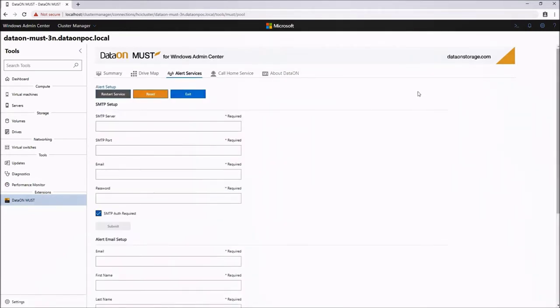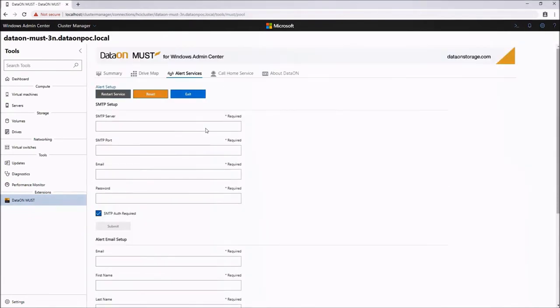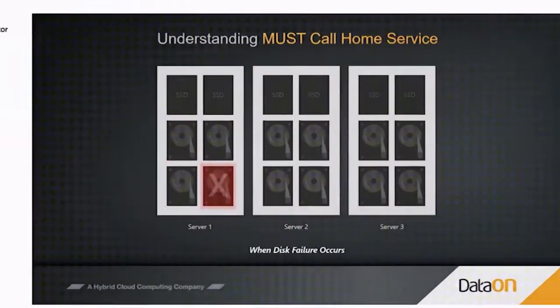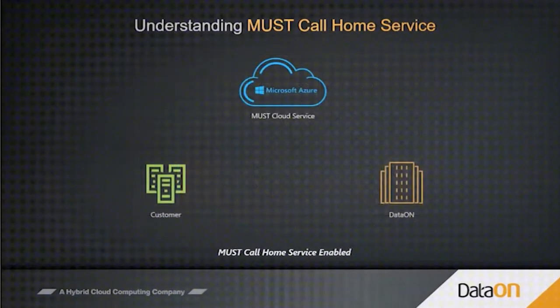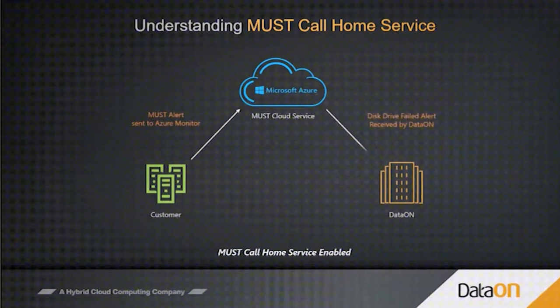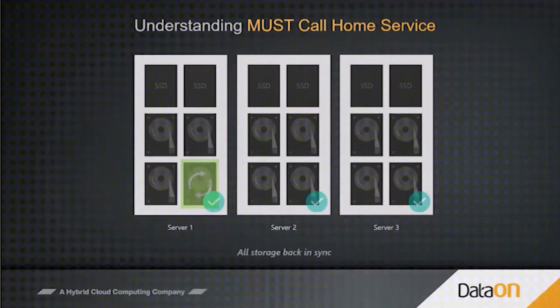And then let's say I want to actually receive some emails with some of those alerts. I can configure an SMTP server. I can put in my email addresses that I want to receive, and then those alerts will be sent to me by email. Finally, I get an explanation here of the MUST call home service. So this is something where if a disk fails, I configure this, automatically DataOn will be notified, and then a replacement disk will be sent out to my site. So these are all great examples of really advanced features put into a very simple and streamlined experience in their extension.